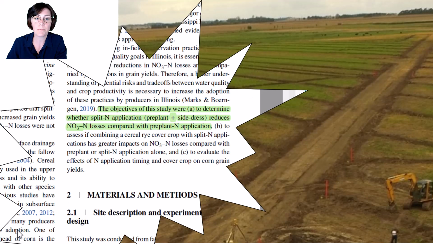For example, for these drainage research plots, the objective was to determine whether split nitrogen application reduced nitrate leaching compared with pre-plant nitrogen applications. So we knew we were specifically interested only in nitrate, not total nitrogen or ammonium, and that helps set a boundary for our monitoring design.